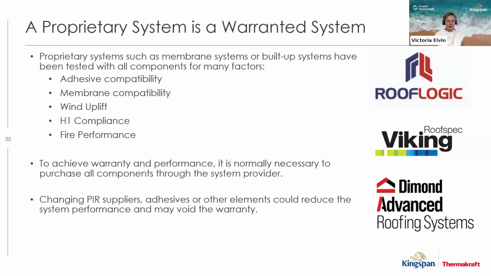A proprietary system as a warm roof system is often a membrane or built-up system that has all the components tested for performance: adhesive compatibility, membrane compatibility, wind uplift for both adhesive or mechanical fastenings, H1 compliance, and fire performance. To achieve the warranty and performance, it's normally necessary to purchase all components through the system provider.